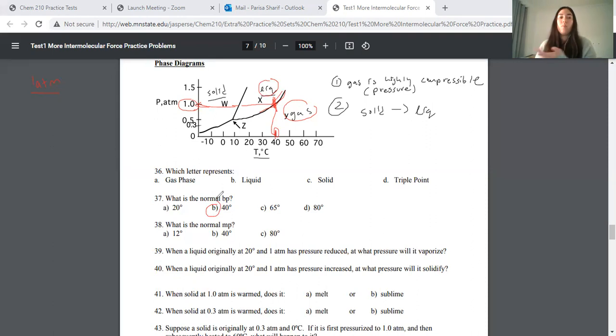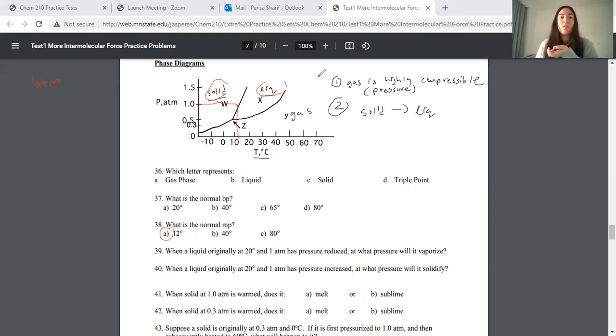And then it says, what's the normal melting point? Well, let's erase that. Cool. So now we can do the normal melting point. Well, 1 atm is our normal pressure. But this time we're going from solid to liquid because we're melting. So we just draw a straight line and go down. That's at about 12 degrees Celsius. If you're at 1 atm, you're going to melt, or not you, but whatever this is showing.